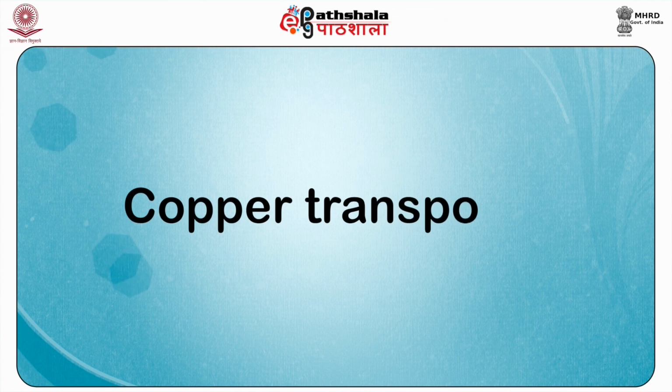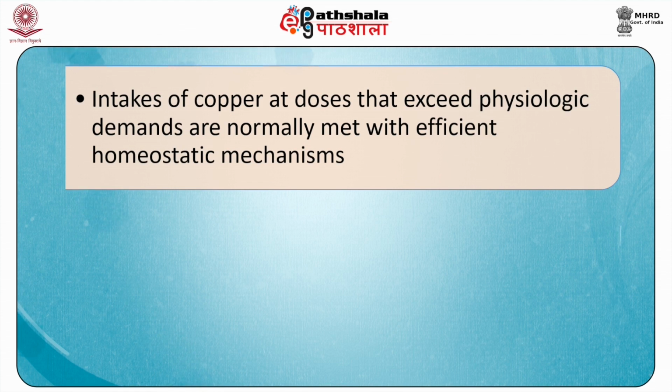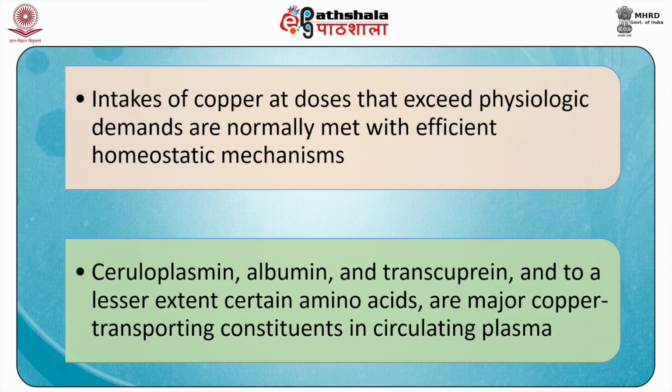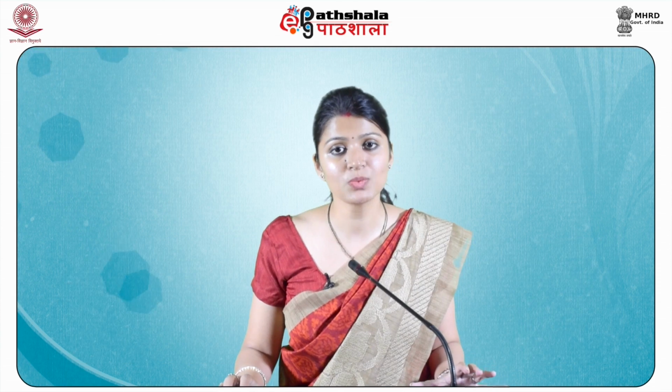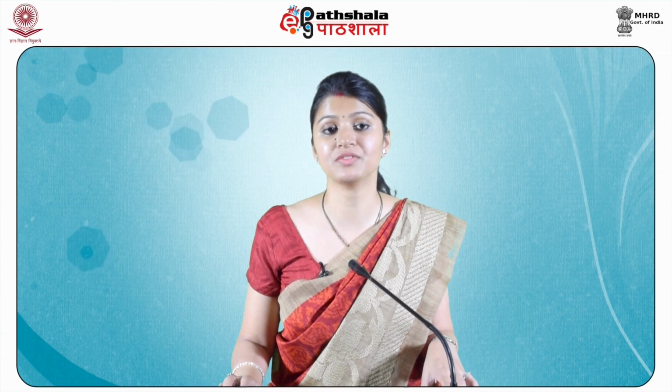Copper transport: intake of copper at doses that exceed physiologic demands is normally met with efficient homeostatic mechanisms. Ceruloplasmin, albumin and transcuprin, and to a lesser extent certain amino acids, are major copper transporting constituents in circulating plasma. Studies with radioactive copper have established that after intestinal absorption, copper appears in the portal bloodstream bound to albumin and, to a much smaller extent, amino acids. This copper is rapidly transported to the liver.